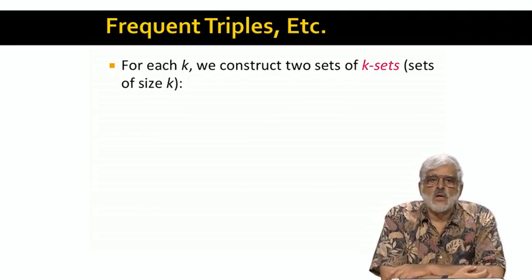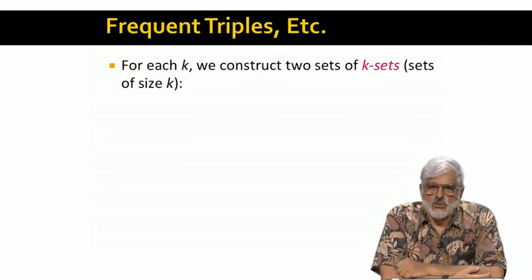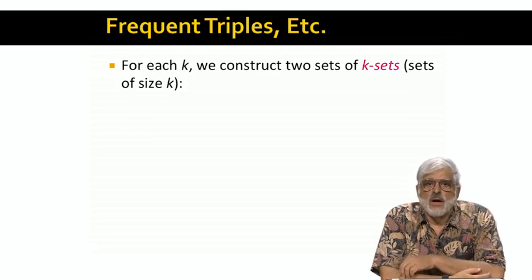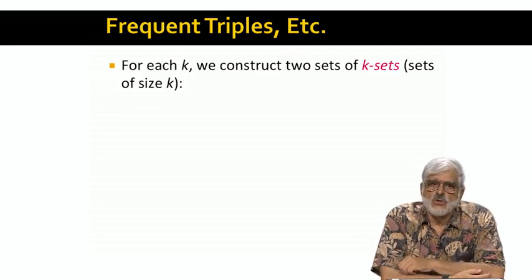The idea used on the second pass extends to later passes that construct larger sets. Let's use the term k-set for an item set with k members. Then there are 2 collections of k-sets associated with our effort to find all the frequent k-sets.